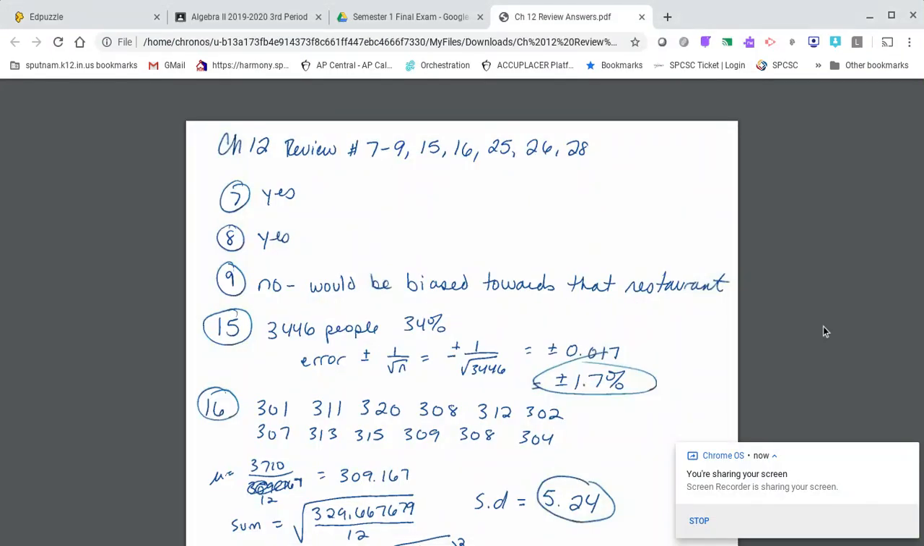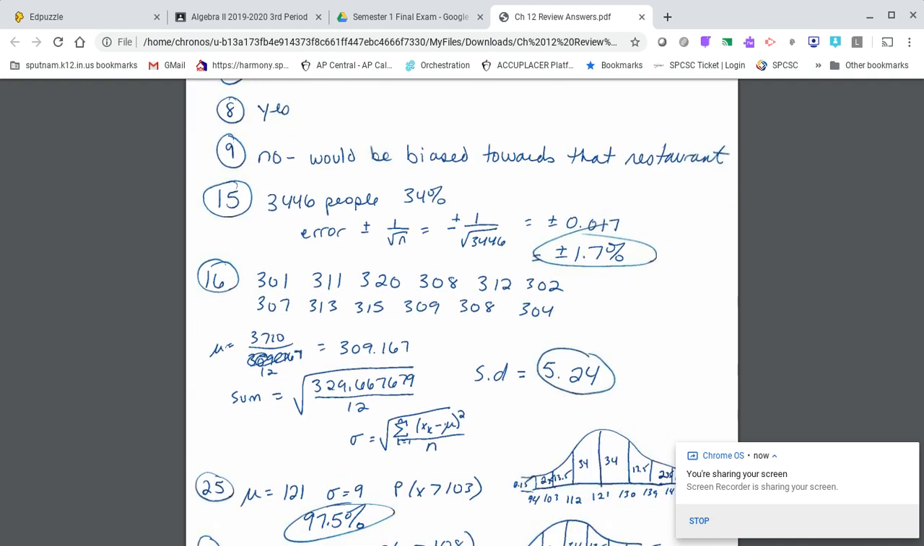Okay, chapter 12 was a chapter we did in between chapter 3 and chapter 5. It was about statistics and stuff. And so 7, 8, and 9 was about bias questions. Is it biased, or is it a fair question? And so 7 and 8, I said yes. But number 9, I said no, it would be biased towards that restaurant. And so look at those questions and make sure you understand.